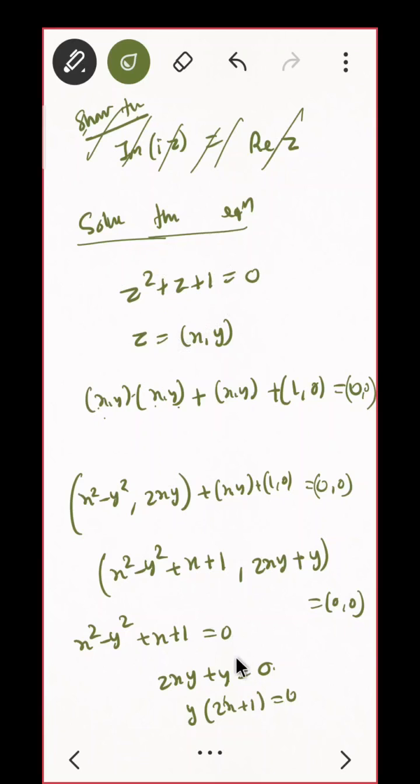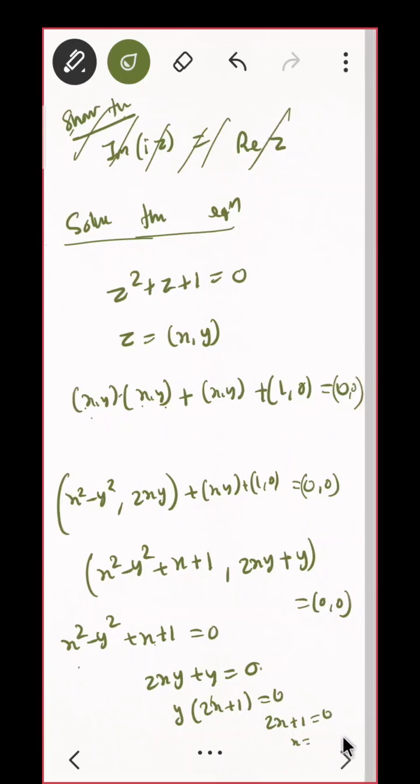But you already know something, this does not have any solution in real numbers. That means if you put y equal to 0, correct, then this equation will be x square plus x plus 1, and you already know that does not have any solution in real numbers. So your y must not be 0. So what must be 0? 2x plus 1 must be 0. So what is the value of x? X will be minus 1 by 2.